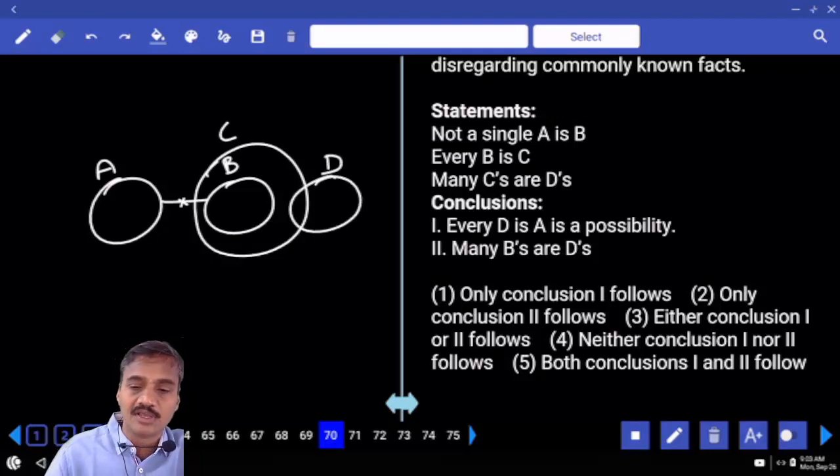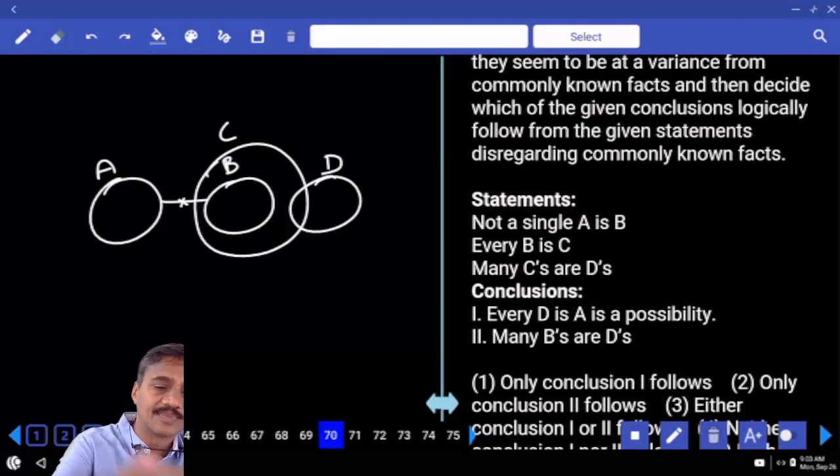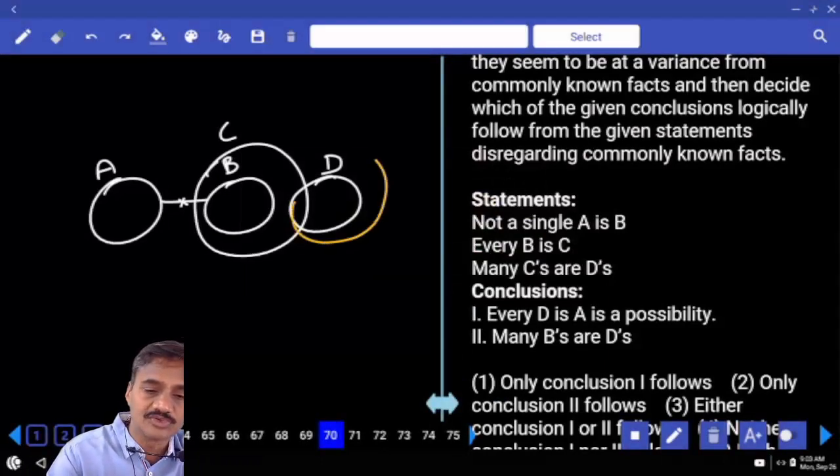First one: every D is A is a part. This entire D is a part of this A. Is it possible or not? My A, D మొత్తం A లోకి వచ్చే ఛాన్స్ ఉందా లేదా?